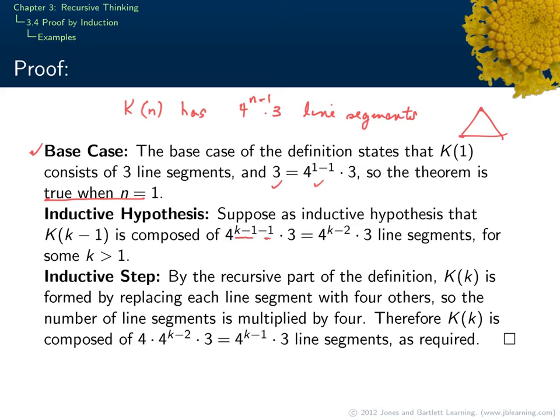All right, so, well, how do we do this? If we want to form the kth figure, we take every line segment that was in the k minus first figure and replace it with that tent-shaped object. In other words, each line segment in the k minus first figure is replaced with 4 line segments in the kth figure. So we are taking the number of line segments in the k minus first figure and multiplying by 4 to get the number of line segments in the kth figure. And indeed, if we apply the induction hypothesis, that gives us 4 to the k minus 1 times 3 segments, which is what was required.